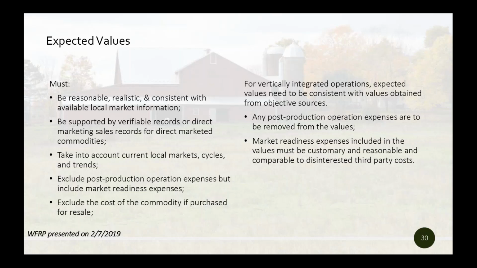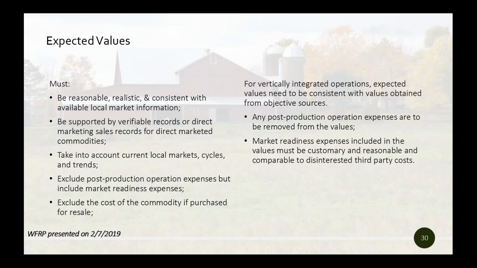Want to document that. Again, verifiable records, direct marketing sales records for direct marketed commodities. We must take into account current local markets, cycles, and trends. So is the market going up? Is it going down? What do we think it's going to do? How do we document that?